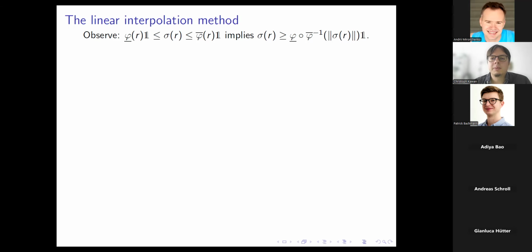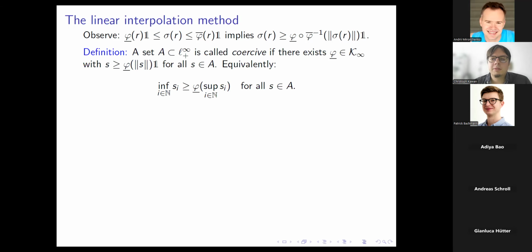So this observation leads to a definition. The definition is the following. I call a set A in the cone coercive if there exists some K-infinity function phi underline such that for every s in A, I have an inequality like that. I can write this in a way that is easier to understand.